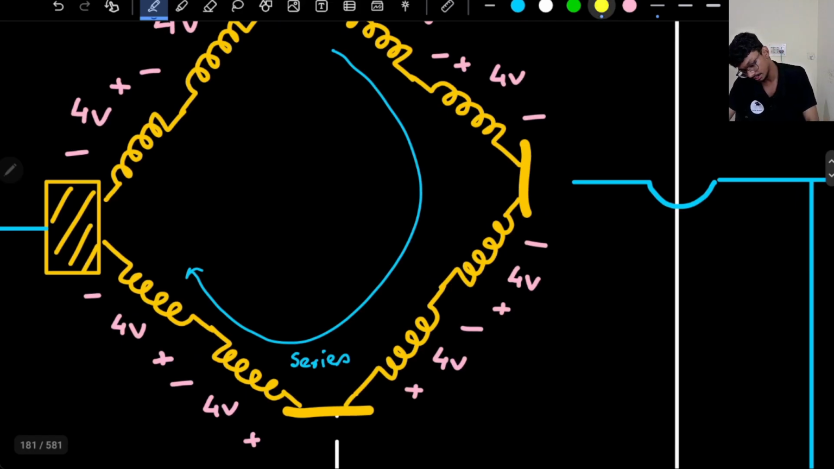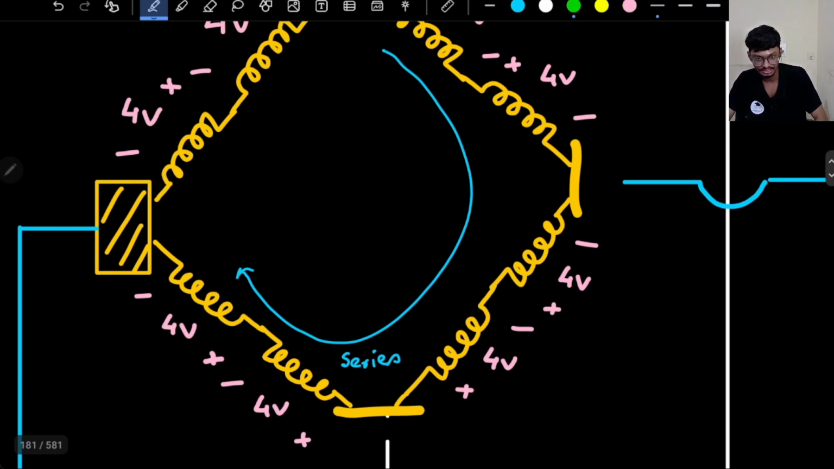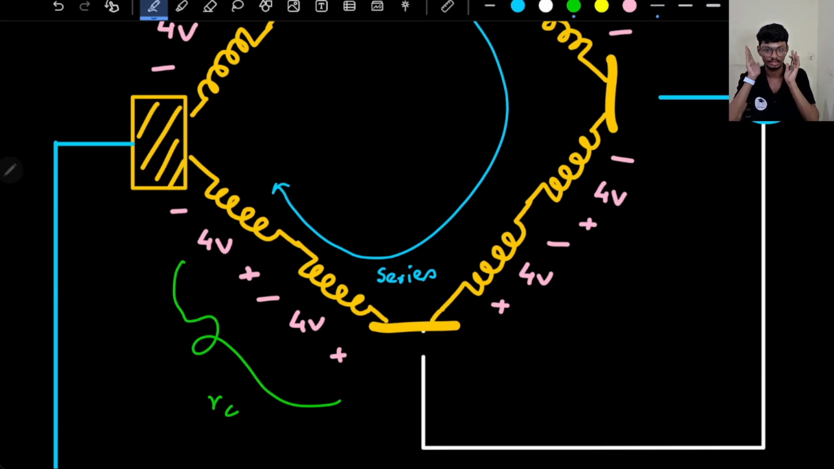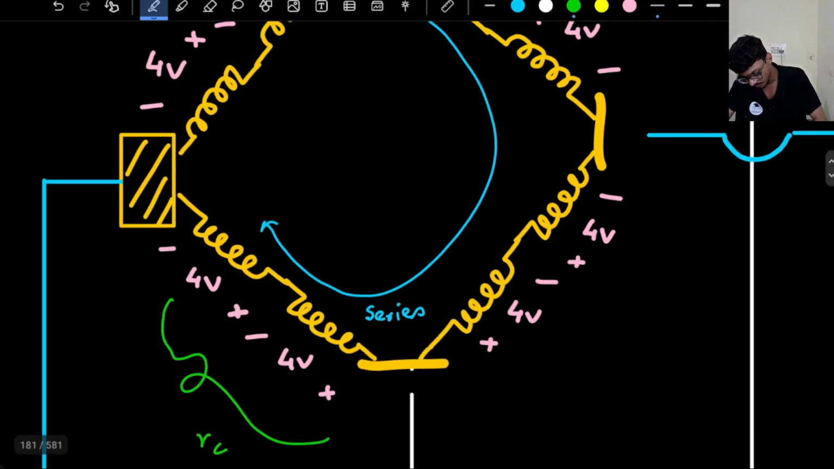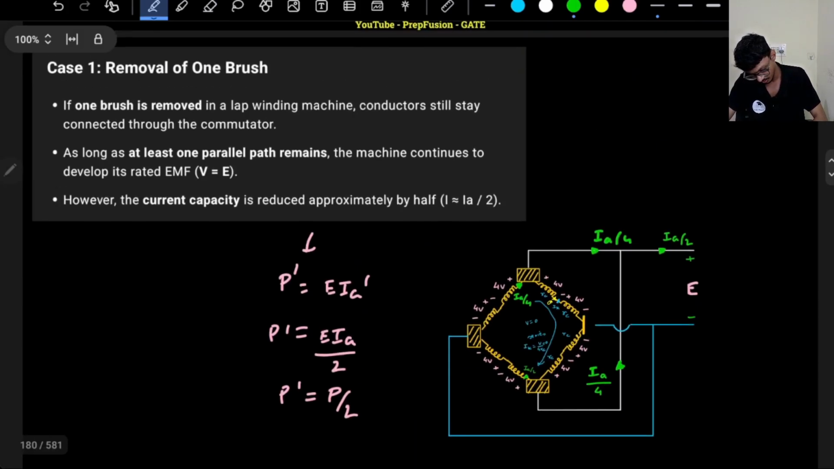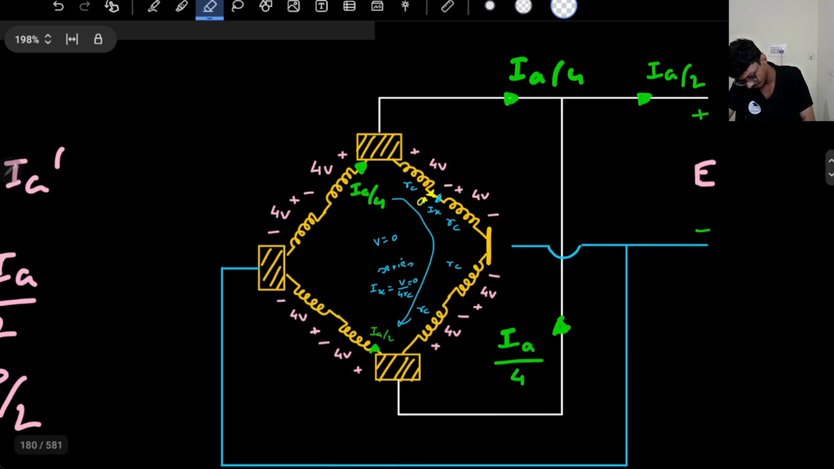So what is the current? Let me write again RC, RC, RC. Let's assume that the resistance between two brushes, two coils, is R coil, RC. So what is the voltage here? Let me not write 4 volts here, that will be bad actually. Let me just take one coil, otherwise you will get confused, because with two coils there is a bit of chance of confusion. So let me remove this and make this a single coil only.